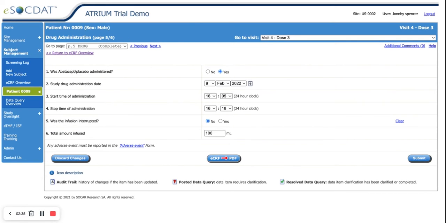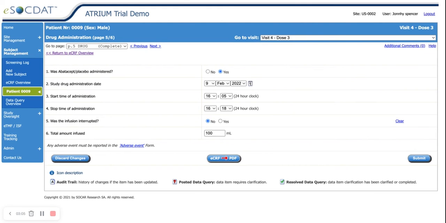The third dose of study drug can be administered after collecting information on vital signs, safety labs, and the blood research sample collection. On this form, you will select whether the study treatment was administered, the date of administration, the start time and stop time. You'll need to select if the infusion was interrupted and the total amount infused.